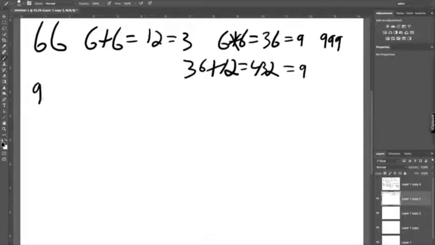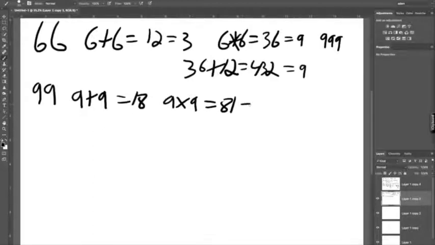Now we'll go to 99. Alright? You get 9 plus 9 equals 18, which is 3 sixes, and 9 times 9 equals 81, which is 9. This is also 9. So you have 99 equals 99. It's also 3 sixes. Okay?